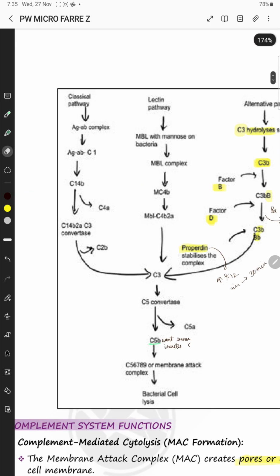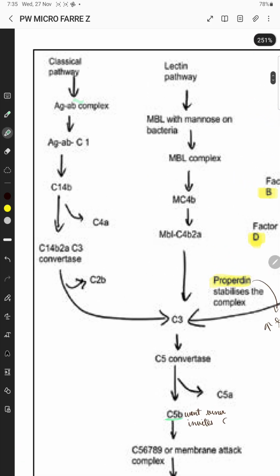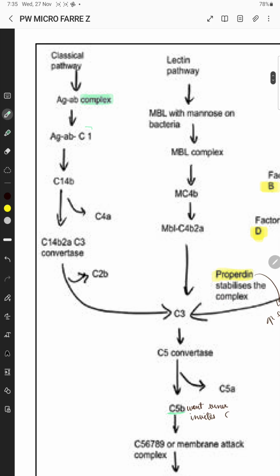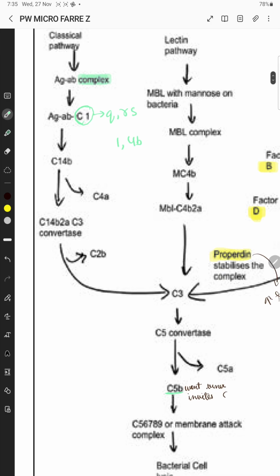So this was about the classical pathway. The classical pathway is triggered by antigen-antibody complex. First the C1 complement comes and binds. C1 has three parts: Q, R, S. Then after C1, C4 will come. Which part of C4 will bind? C4B will bind, C4A will move away. Then C2 will come, 2B will move away, and 2A will bind. Now this complex is known as C3 convertase.